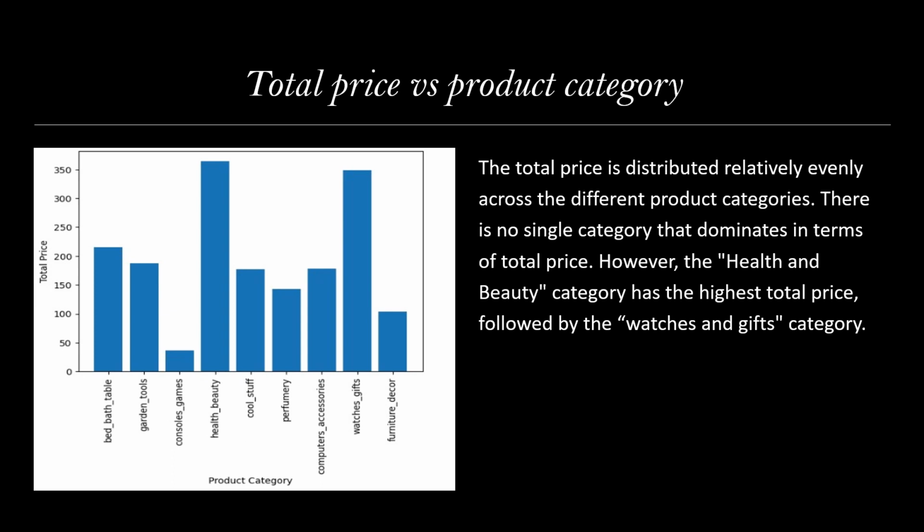Total price versus product category. Here we can observe different product categories such as gold, garden tools, health beauty products, perfumes, etc. So the total price is distributed relatively evenly across the different product categories. There is no single category that dominates in terms of total price, but we can observe that the health and beauty category has the highest total price, followed by watches and gifts category.